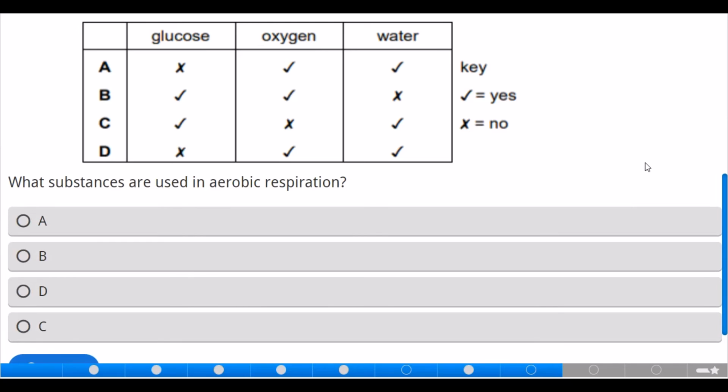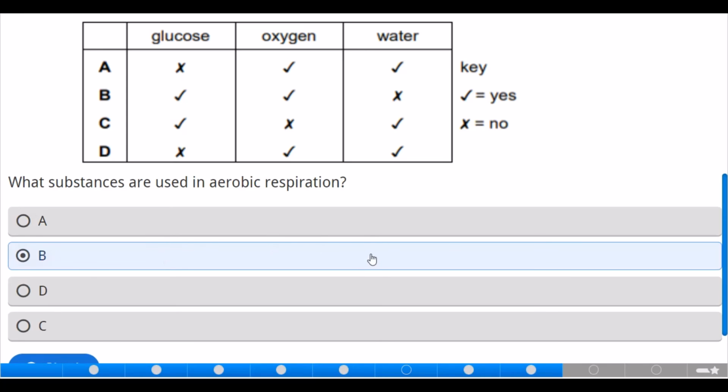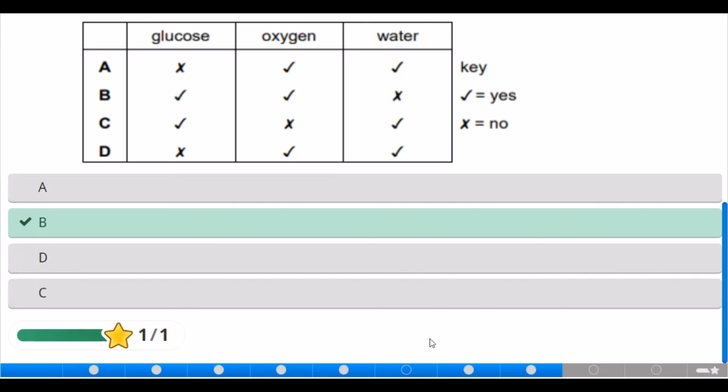So we have another activity here, a Cambridge question. It says, what substances are used in aerobic respiration? That will be the combination of glucose and oxygen. That's B. These are the reactants. Let's check. Yeah, we're correct.